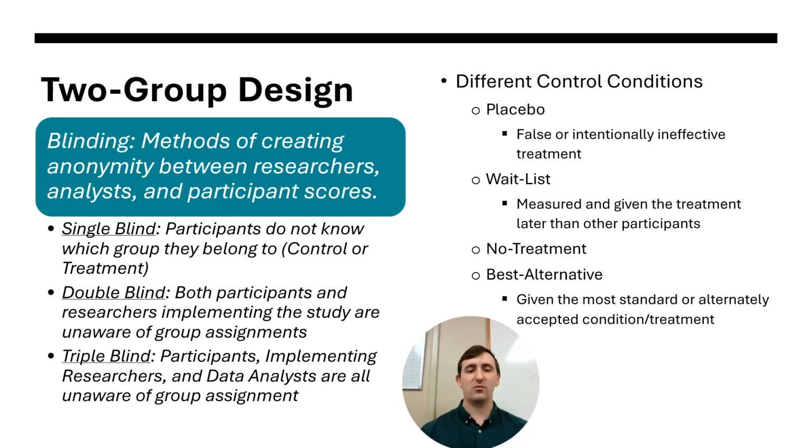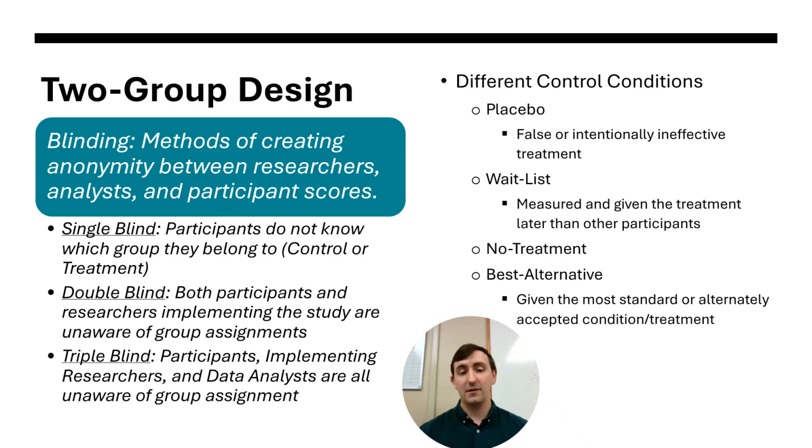So blinding is a method of creating anonymity between researcher, analyst, and participant scores. 1, 2, 3, researcher, analyst, participant scores. So a single blind is the participants don't know if they're getting the treatment or not, if they're in the independent variable group or not, if they're in the experiment group or not. That's single blind. And that's one of the reasons we make sure that there's a pre and a post test for both the control and the treatment group, because it kind of creates a bit more confusion about which group am I in. Well, you don't know, so we get more honest answers that way. That will be the single blind.